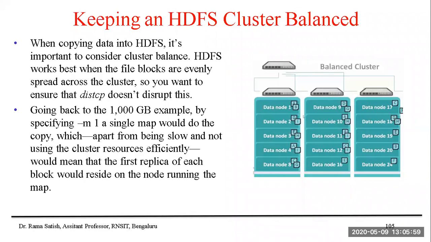Going back to the 100 GB, 1000 GB example. When you are copying 1000 GB of data, you are copying in parallel. And of course, you have to maintain three replication copies. Yes, of course, they are maintaining it. And if you specify m is equal to 1, with m as 1, m means the map.